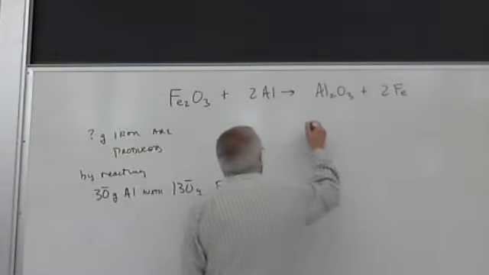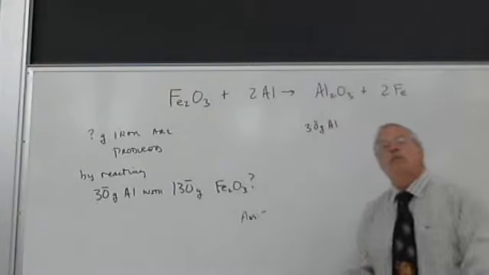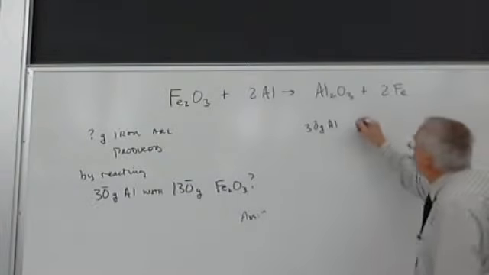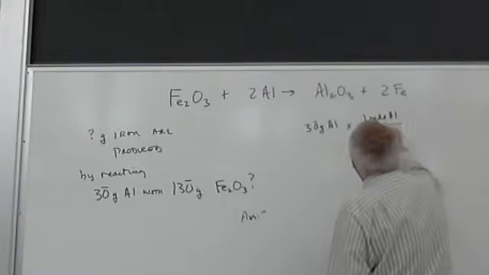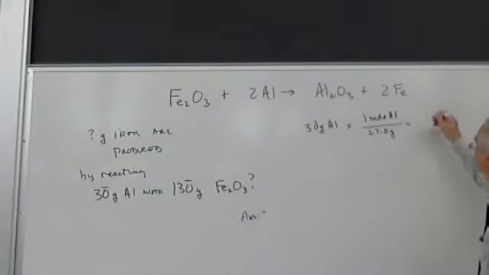So let's start with the first one, which is 30 grams of aluminum. What would my first step be? Convert to moles. So 1 mole of aluminum is about 27 grams from the periodic table. So that looks like 1.11 moles of aluminum. Okay?